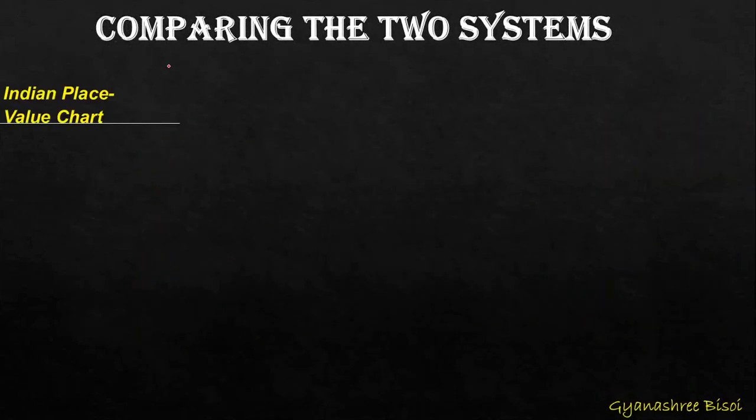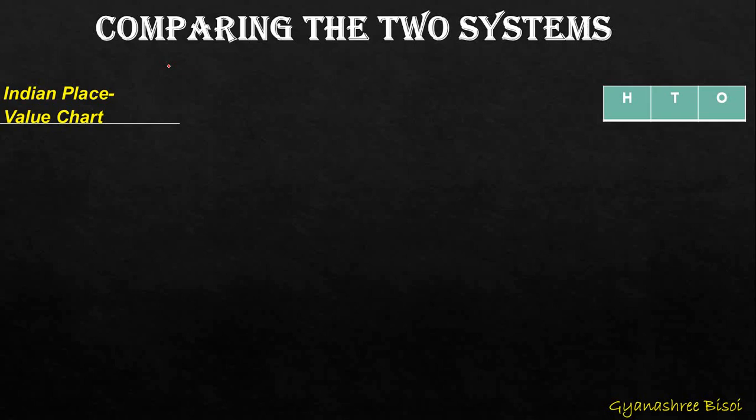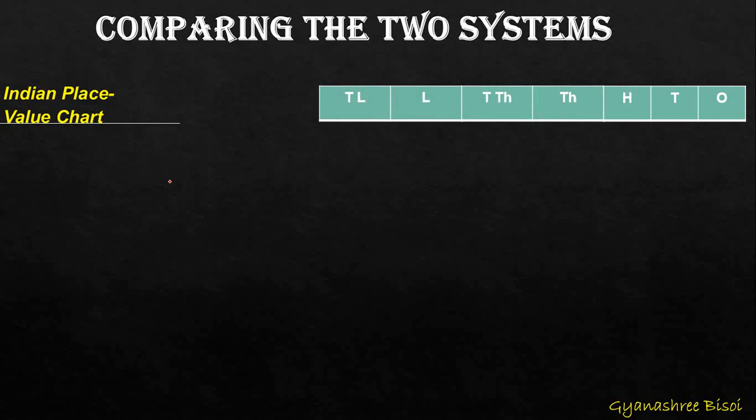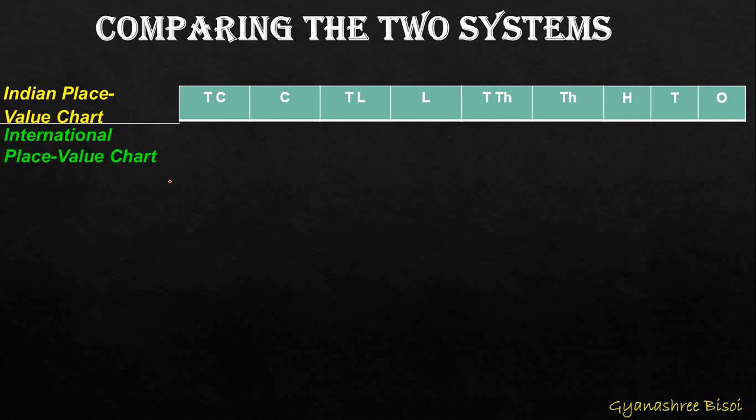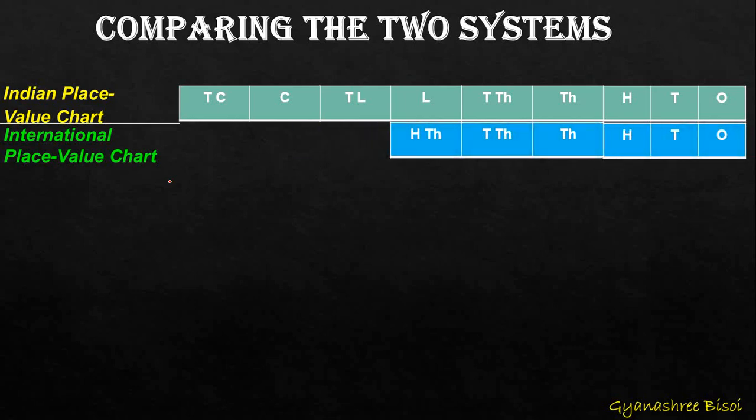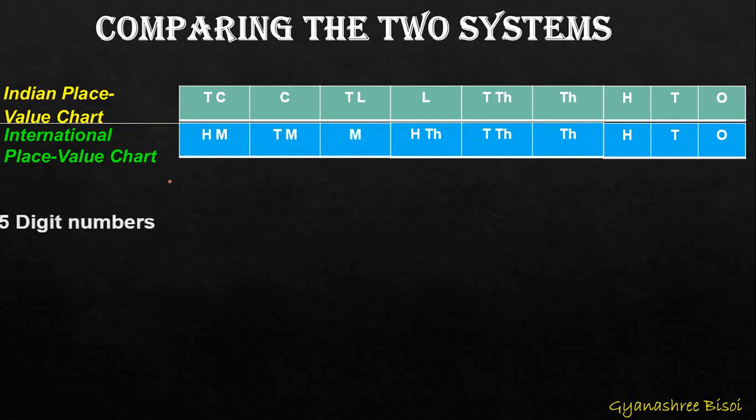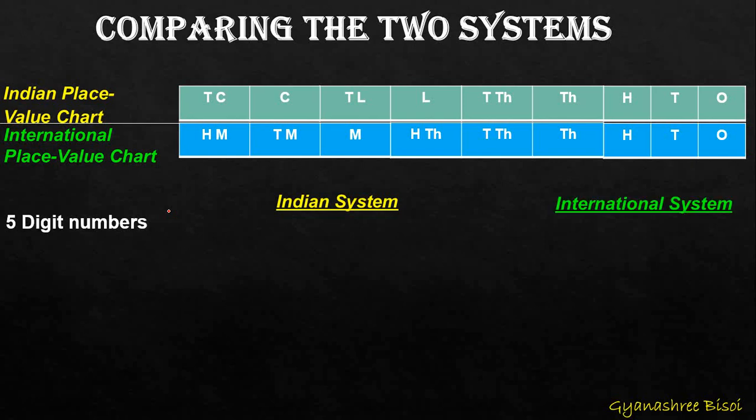Comparing the two systems. See, in the Indian place value chart, how many periods do we have? 4 periods. So the places are ones, tens, hundreds. Next period, 2 places. Next, the lakhs period, that's also 2 places. Then the crore period also has 2 places. Now, in the international place value chart, we know that every period consists of 3 places: ones, tens, hundreds, then thousands, ten thousands, hundred thousands, then 1 million, 10 million and 100 millions. Correct? Now, let's take a 5-digit number. We will write it in the Indian system as well as the international system.